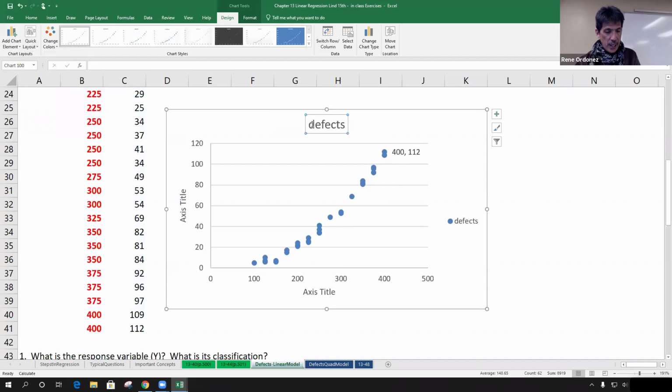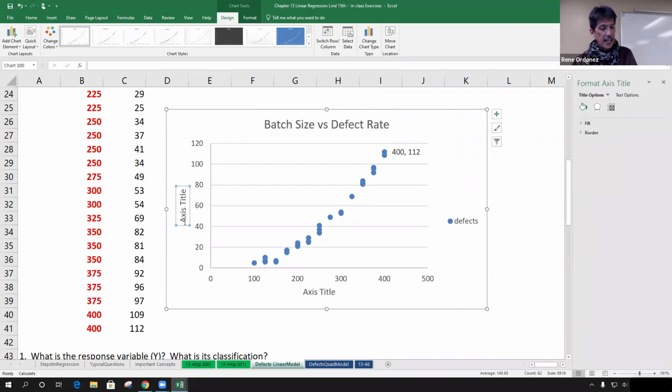Where we can change the title, say batch size versus defect rate. And then on the vertical axis, we will replace this with the label of the response variable, or Y. And this would be number of defectives produced. And then on the horizontal axis is the X variable, which is batch size.